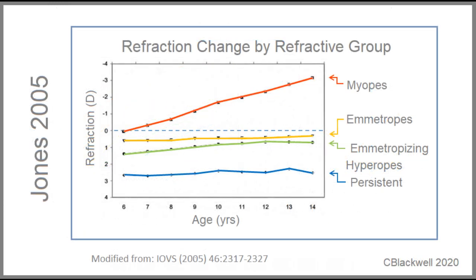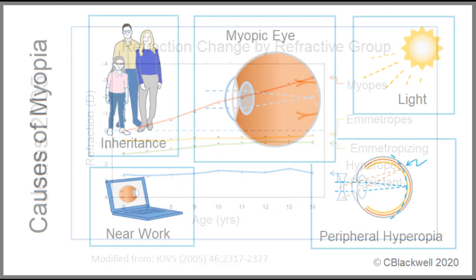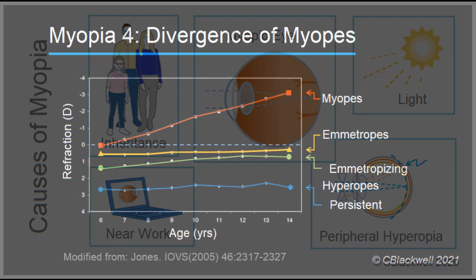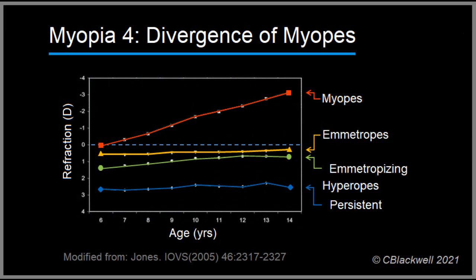The big question is, what is happening? Why are the myopes diverging? In the search for causes of myopia, the leading candidates are family history, light exposure, near work, and peripheral defocus. Which leads us directly to video number 4, where we explore the divergence of myopes.